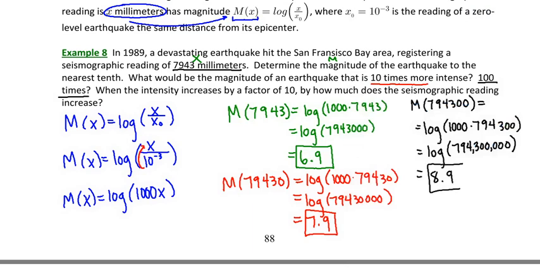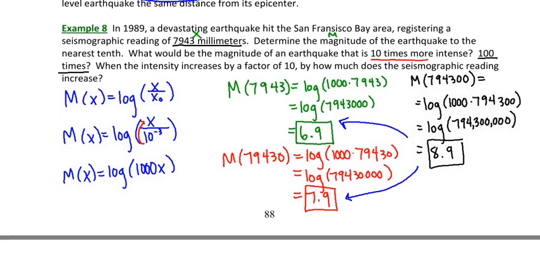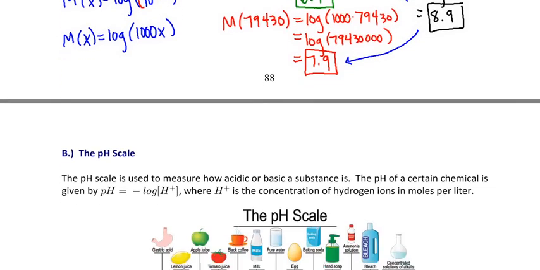So if I compare this earthquake to an earthquake that measures 6.9, this one would be 100 times more intense than an earthquake that measures 6.9. If I compare it to an earthquake that measures 7.9, an 8.9 is 10 times more intense. So when the intensity increases by a factor of 10, the seismographic reading only increases by 1 point. But that's important to know as you interpret the news when you hear the magnitude of an earthquake.